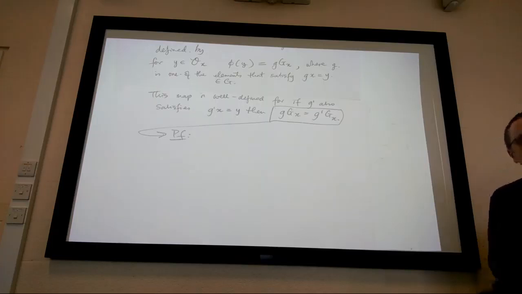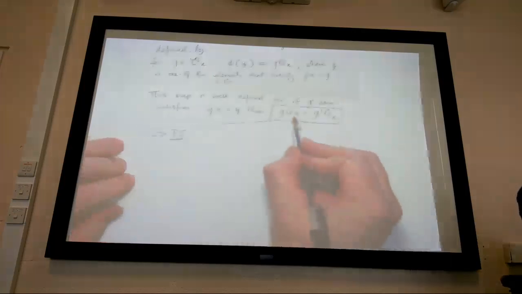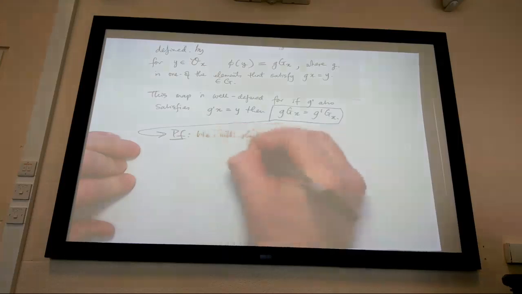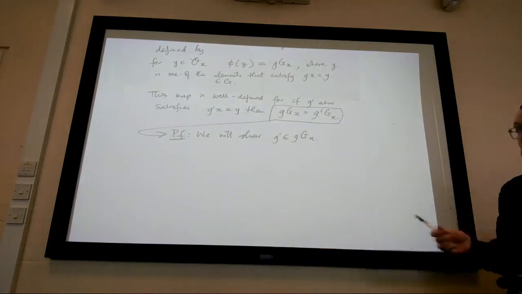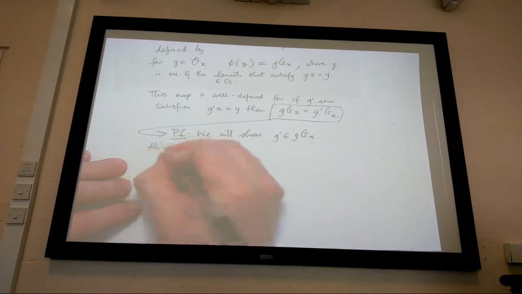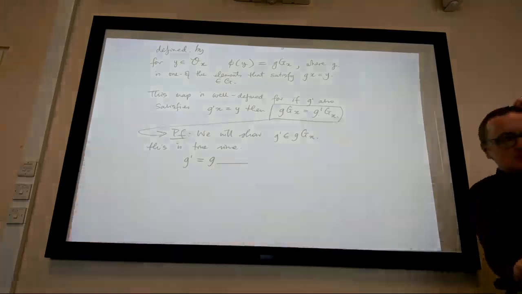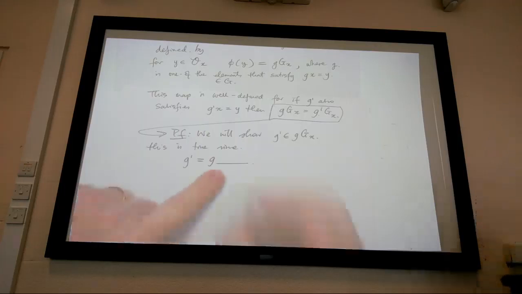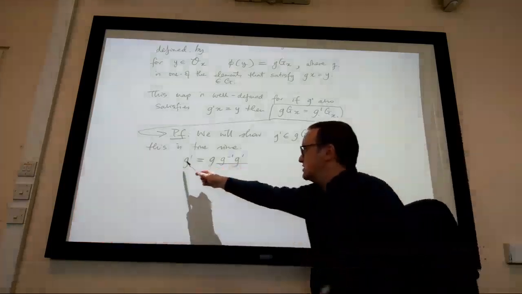In order to prove that, we need to be able to write g prime as g times something, so we will show that g prime is an element of the left coset g times the stabilizer of x, okay? That will do it. If we can show that, that will show that the two left cosets are the same, okay? So in order to do that, how do you write g prime as g times something? There's only one way to do it. It has to be g inverse g prime. That's how you write g prime as g times something.